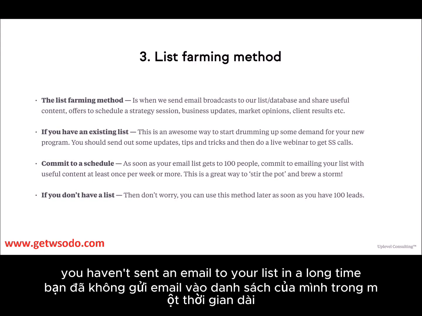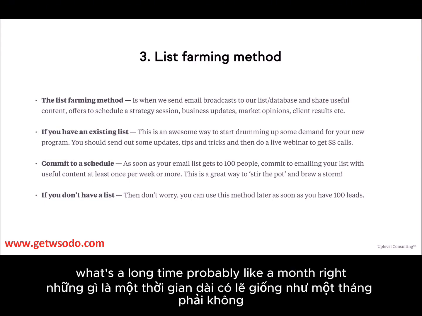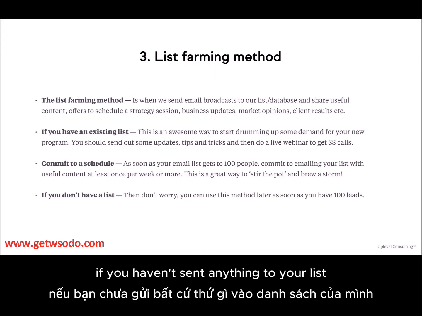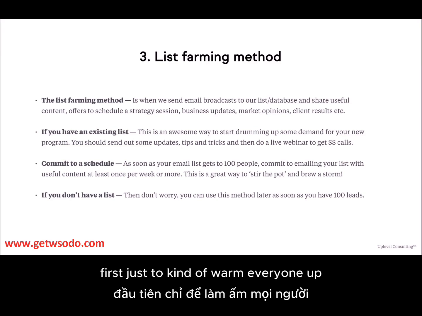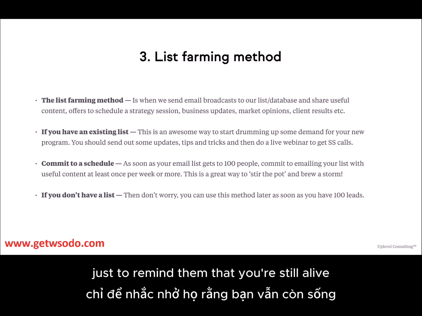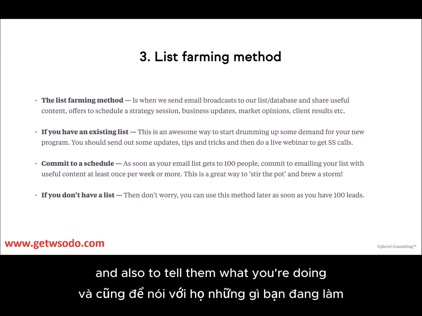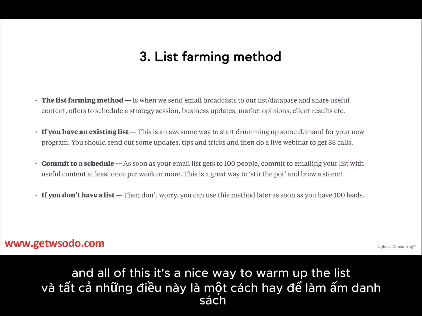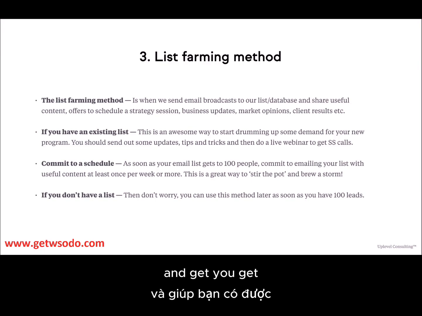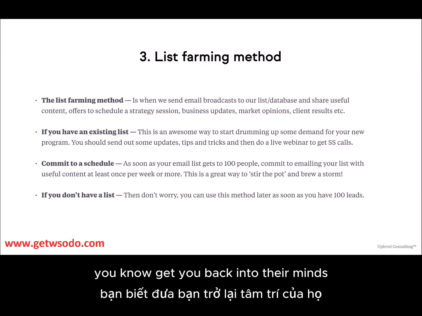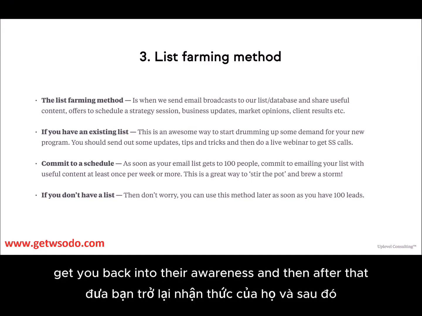So if you haven't sent an email to your list in a long time, what's a long time? Probably a month, right? If you haven't sent anything to your list in more than a month, then I'd probably start with the list farming method first, just to warm everyone up, to remind them that you're still alive, and also to tell them what you're doing. It's a nice way to warm up the list and get people receptive to you and get you back into their minds, back into their awareness.